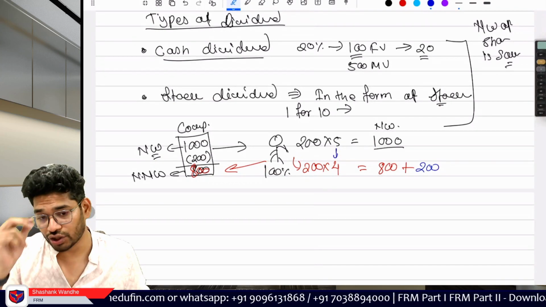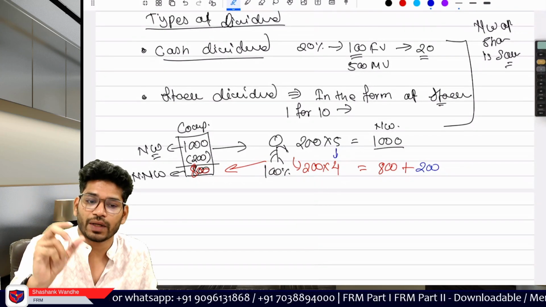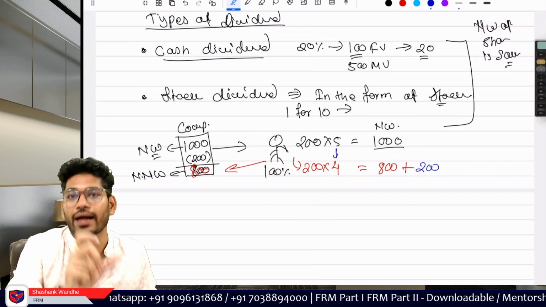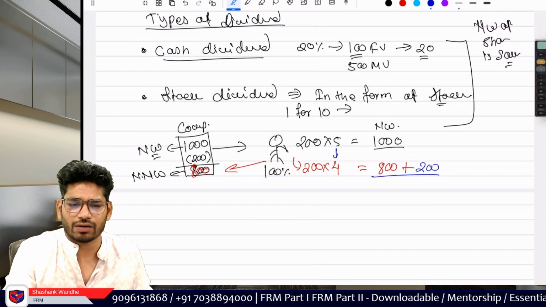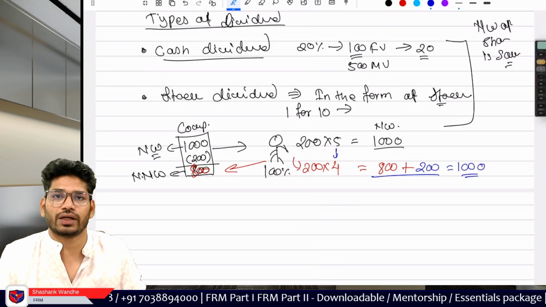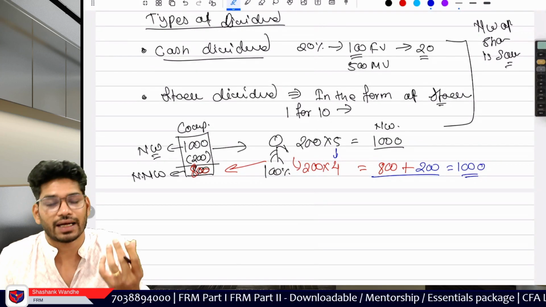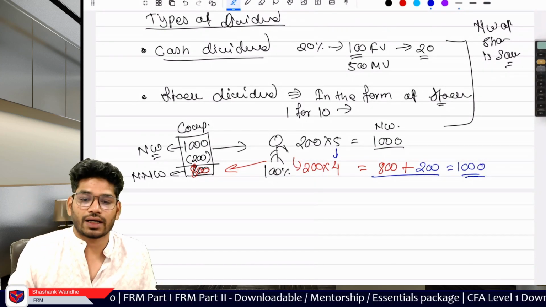So this is the situation. See this. Previously it was 5 per share. Now you have 4 per share. But it is not affecting your net worth. The calculation is very simple. Again, your net worth is 1000 only: 800 in the form of shares and 200 cash received. So your net worth is 1000.